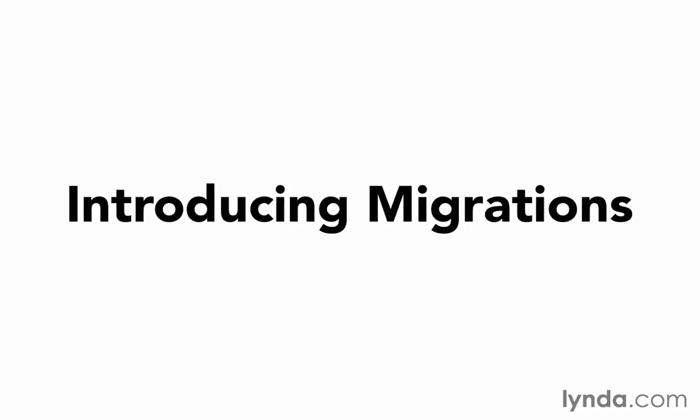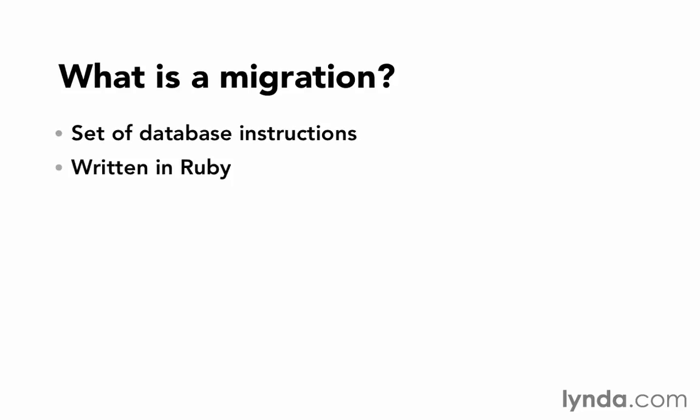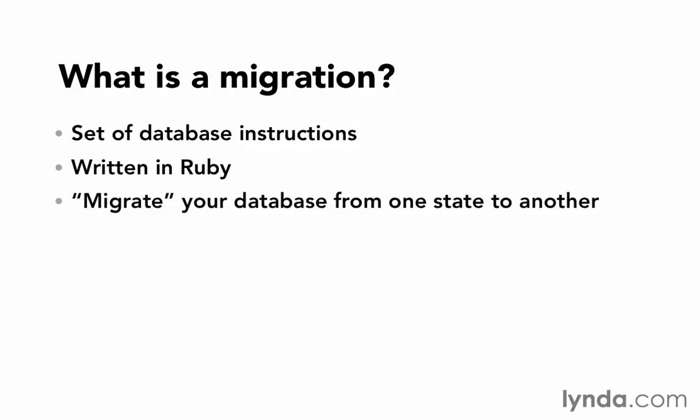We created a database and configured our Rails project to connect to it. Next, we need to add tables. We will do that by writing Rails migrations. A migration is a set of database instructions. Those instructions are Ruby code which migrates our database from one state to another. Essentially, they describe database changes.